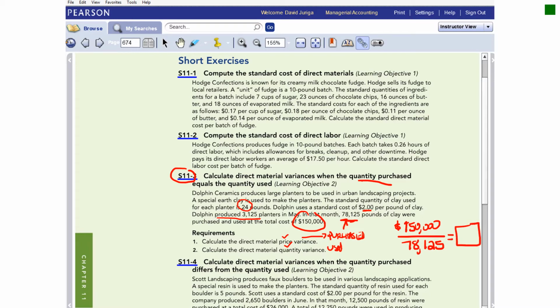So once you've divided that out, you'll compare that to the standard cost. The standard cost is $2. And remember, you want to pay less than $2 per pound. And if you did, you'll get a good favorable price variance.